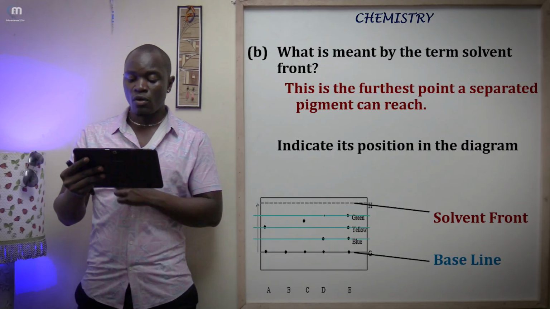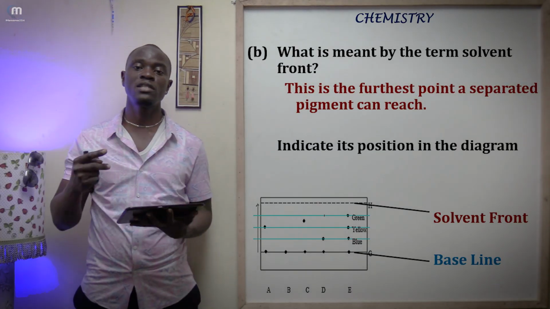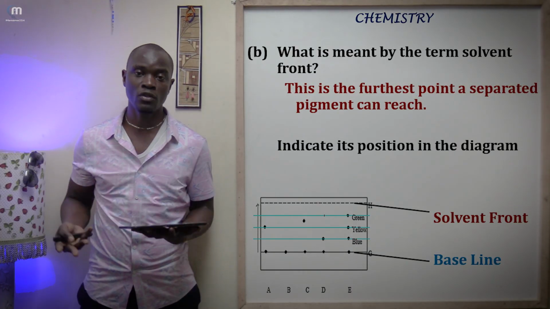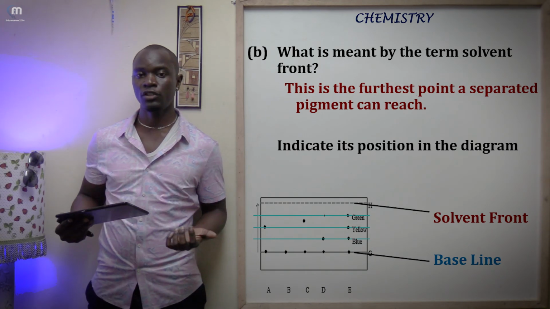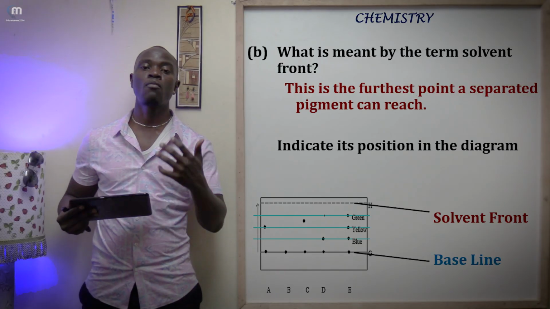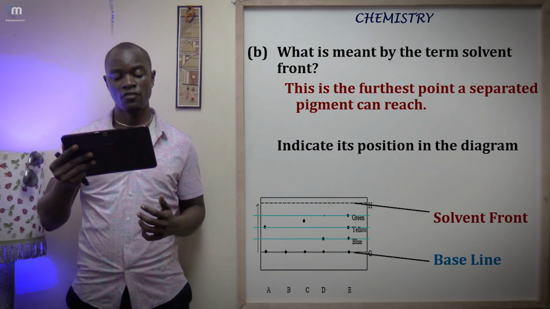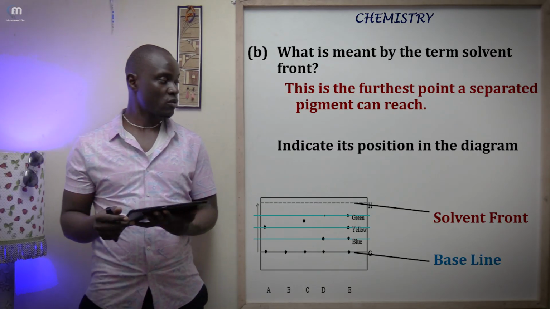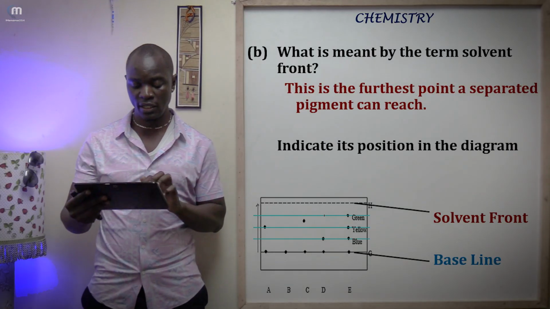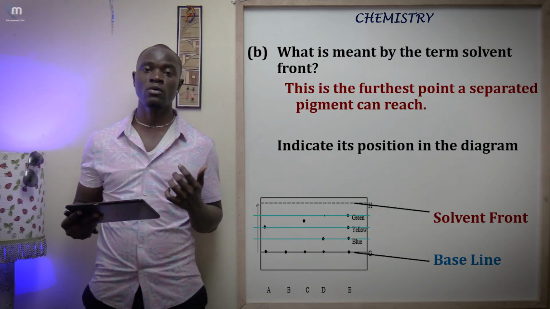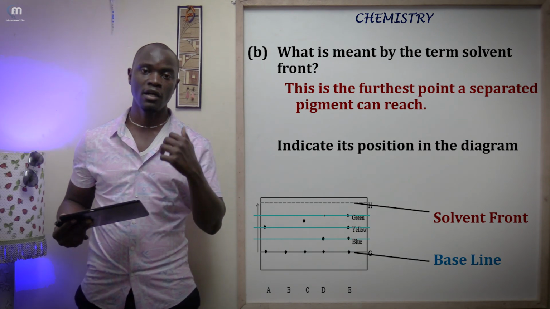The next question is asking, what is meant by the term solvent front? That topmost line, what is that line? If you have been asked to define solvent front, this simply means the farthest point a separated pigment can reach. That farthest point in a chromatogram that a separated pigment can reach is what is called the solvent front. The next question says indicate its position in the diagram, and we have already indicated it. That topmost line is always called the solvent front, the farthest point a separated pigment can reach.